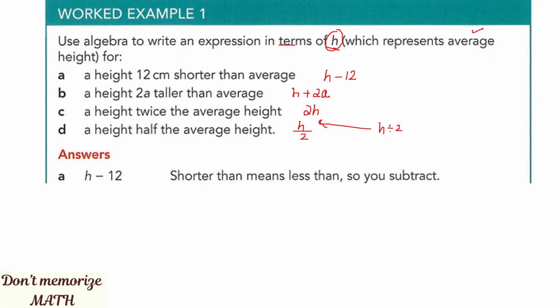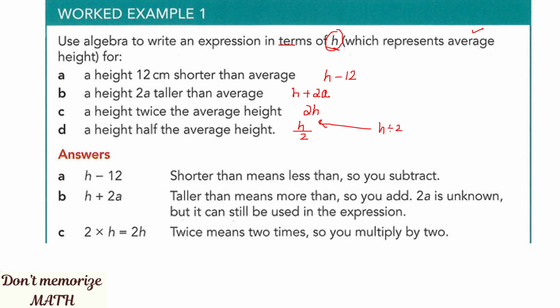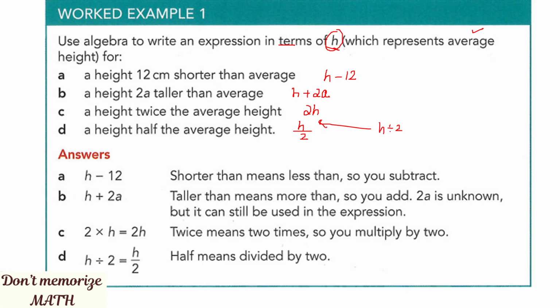You can see the answers here: h minus 12, h plus 2a, 2 times h, that is 2h. The fourth one is h over 2.